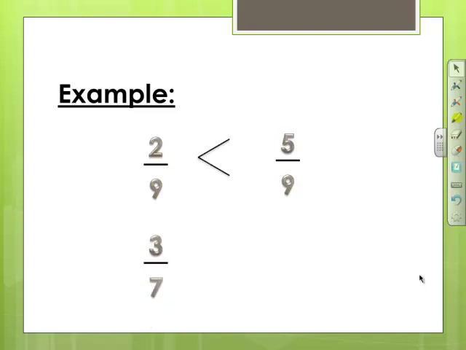Another example, we have 3/7 and 1/7. Here we have the same denominator, 7 and 7. So, yes, we look at the numerator, 3 and 1. 3 is more than 1, so 3/7 is more than 1/7.